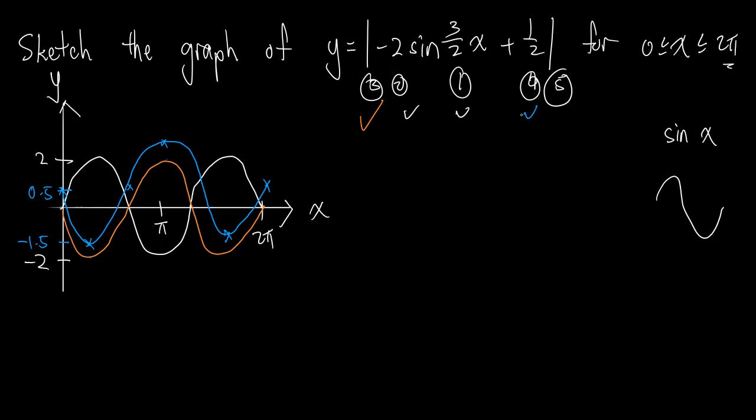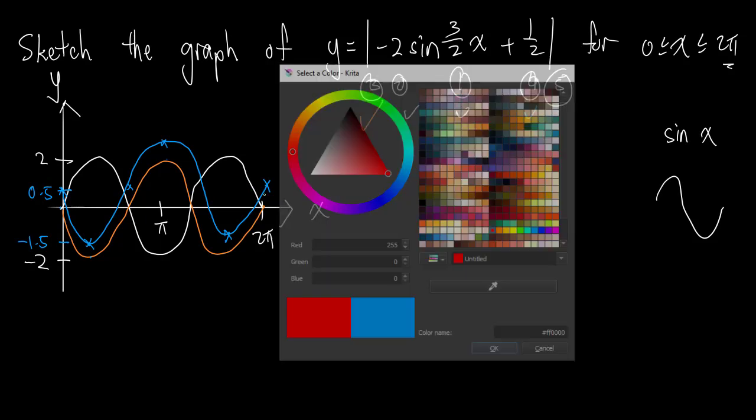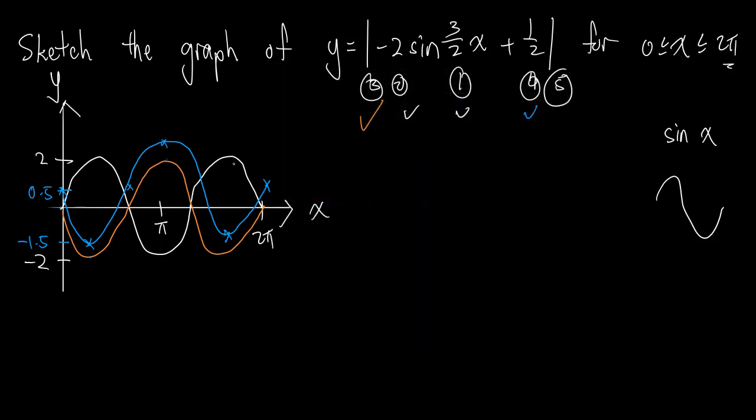And now we will do the modulus. Let me change to the final color. Let's change to red. Modulus means you will flip all the negative part to be positive, which means all this part will become positive. So I just need to reflect them and it will look something like this. Let's say here is negative 1.5. After we flip to become positive, you will get positive 1.5, somewhere around here. And here negative 1.5 goes up to positive 1.5 as well, somewhere around here.